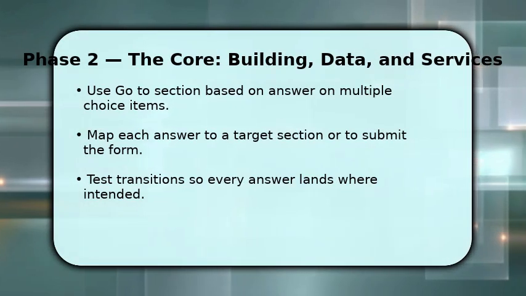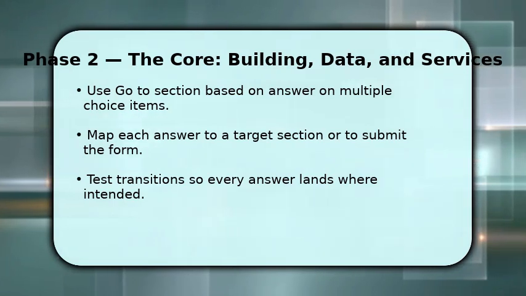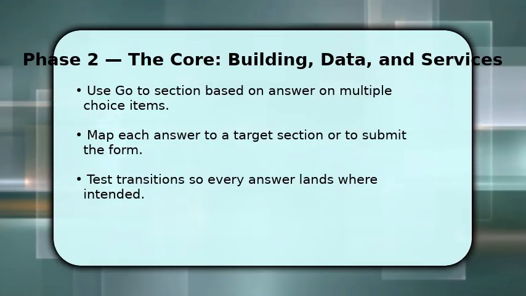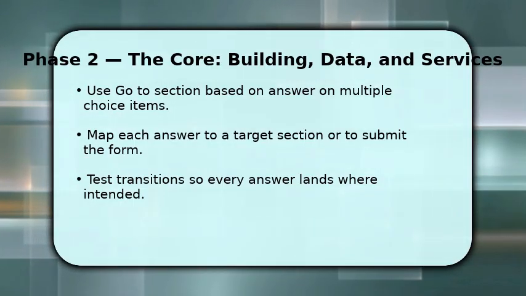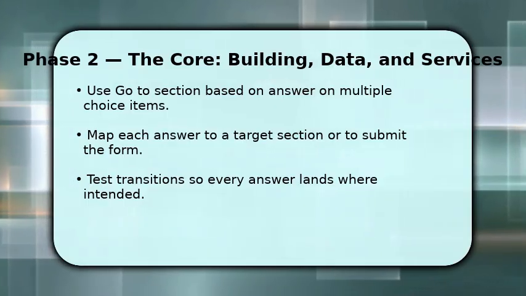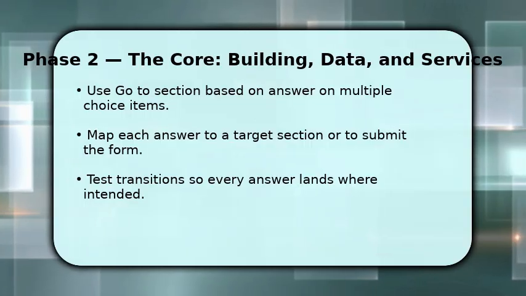Next, wire conditional logic so respondents follow different paths. Select a multiple choice or drop-down question, then enable Go to Section based on answer. For each choice, pick the Destination section or choose Submit Form when appropriate.